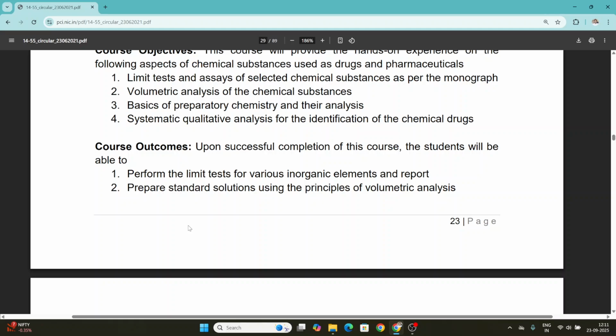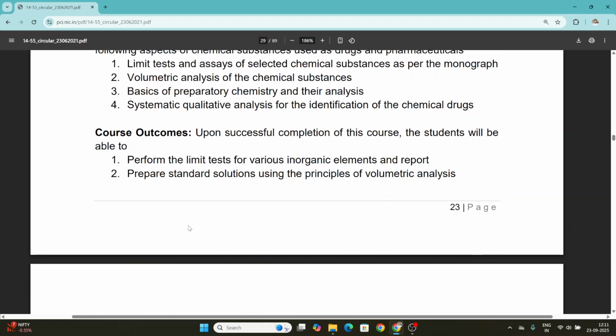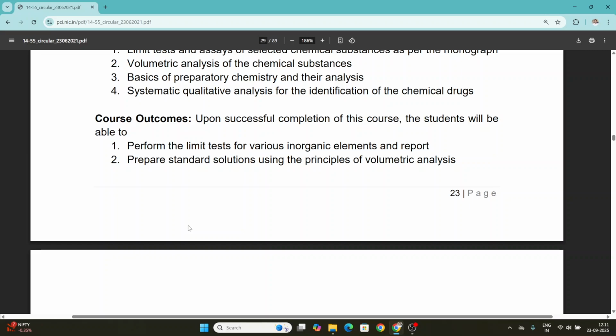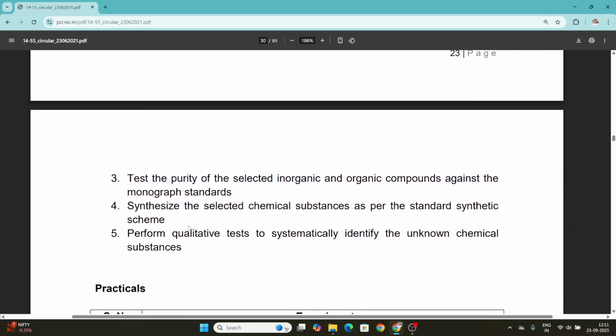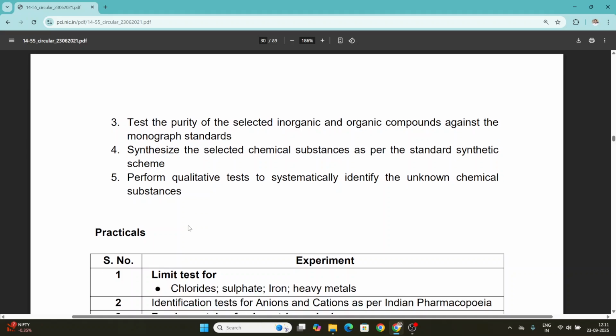Course outcomes. Upon successful completion of this course, the students will be able to perform the limit test for various inorganic elements and report; prepare standard solutions using the principles of volumetric analysis; test the purity of selected inorganic and organic compounds against the monograph standards; synthesize the selected chemical substances as per standard synthetic scheme; and perform qualitative tests to systematically identify the unknown chemical substances.